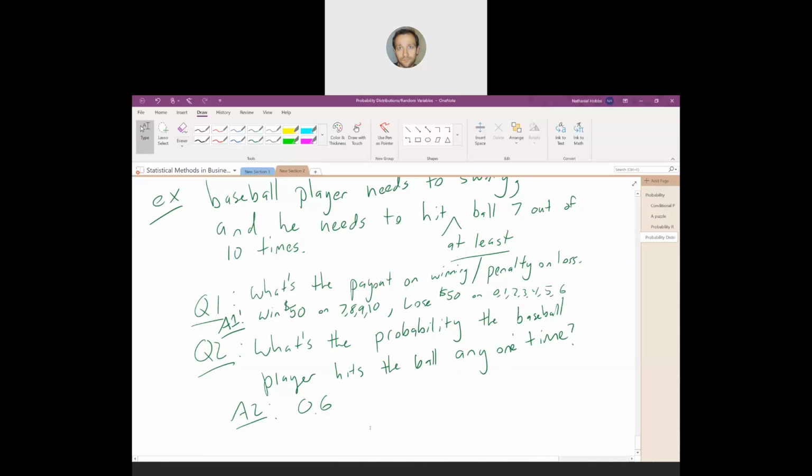So does the player being better than a coin toss, hitting a ball any one time, make it worth it to play this game? Yeah, is that enough? Is the player good enough to overcome the ways that he could lose, to win more often than not?